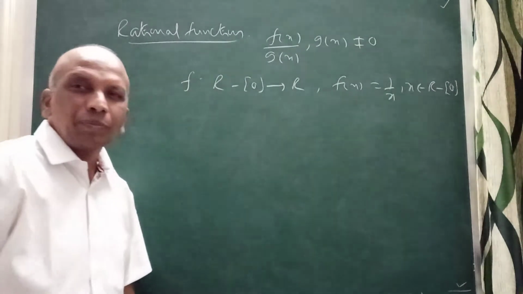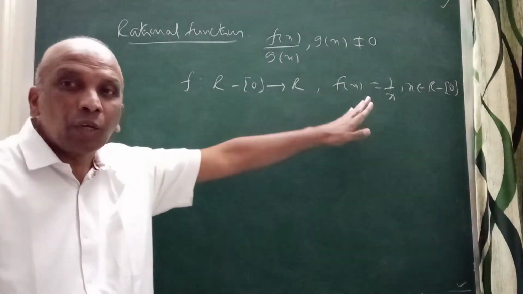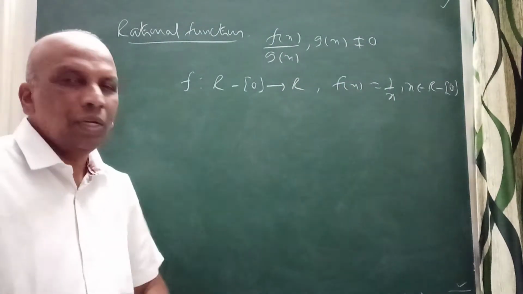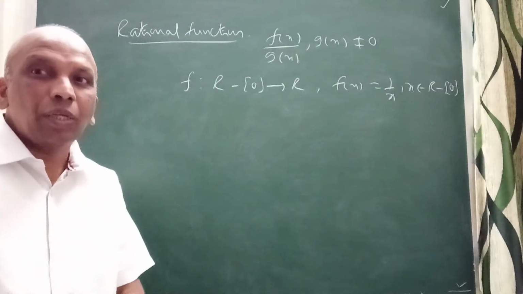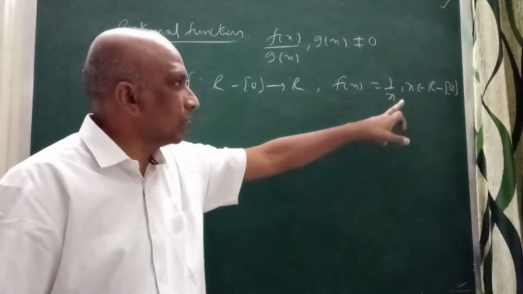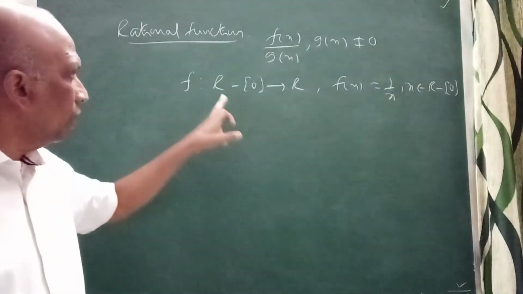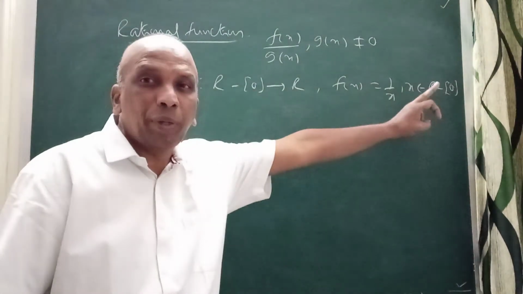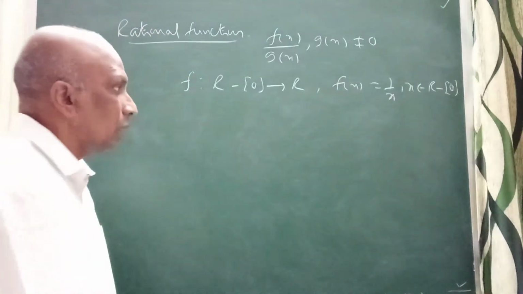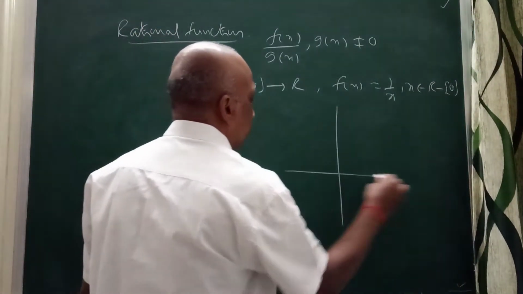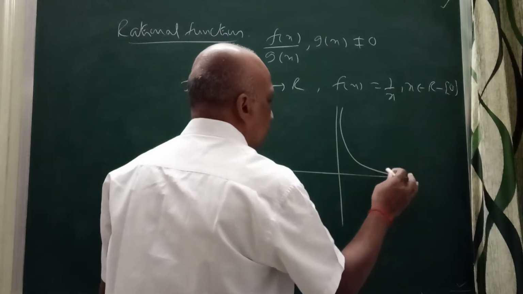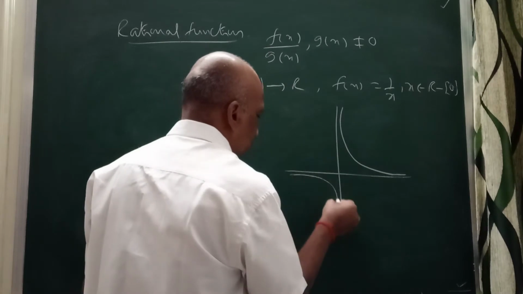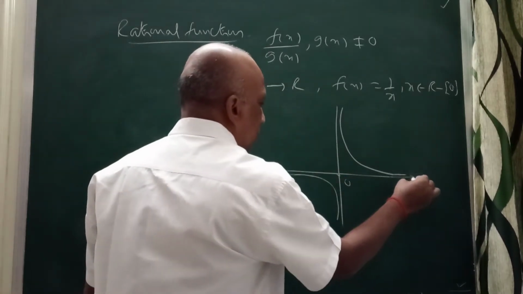So this is called reciprocal function. It's nothing but rational function, one of the examples for rational function. 1 by x I have taken, x belongs to R minus singleton 0. This is called reciprocal function. F from R minus singleton 0 to R, f of x equal to 1 by x, x belongs to R minus singleton 0 is called reciprocal function. If you draw the graph of this, it will come like this, right?